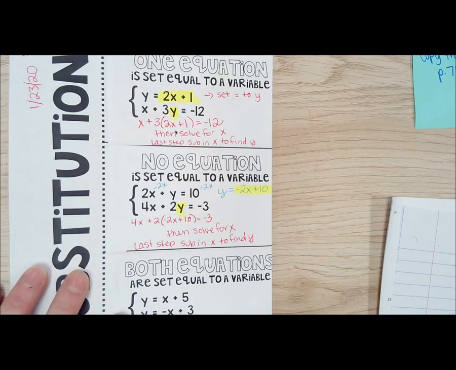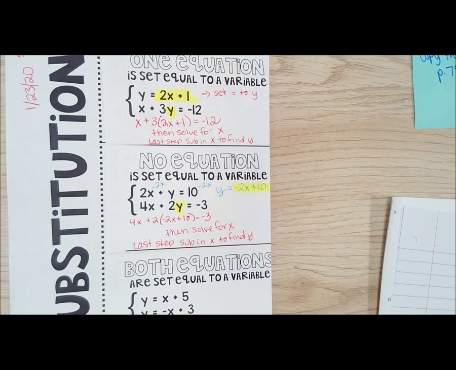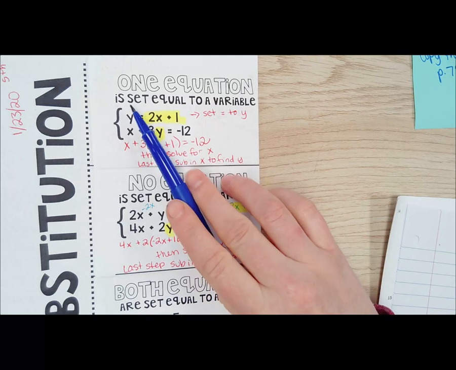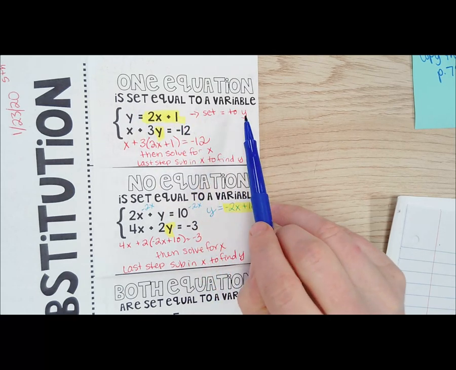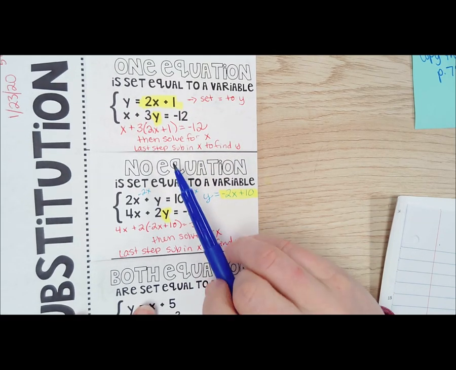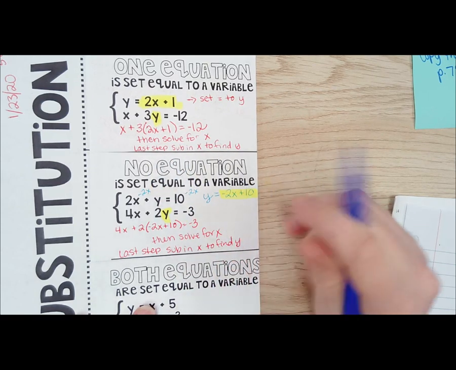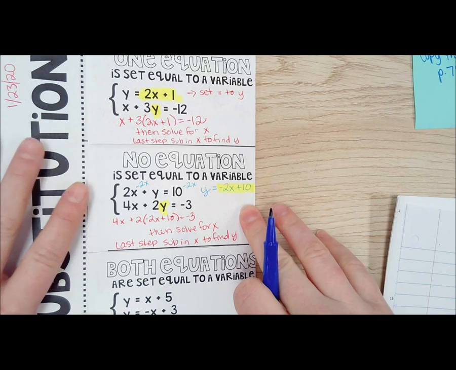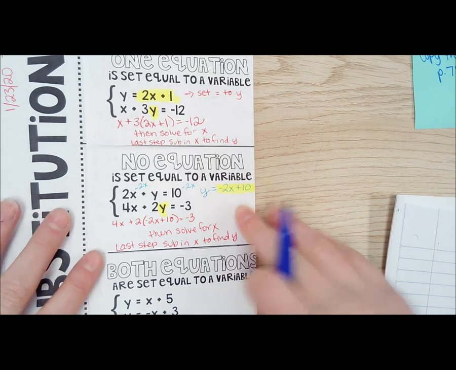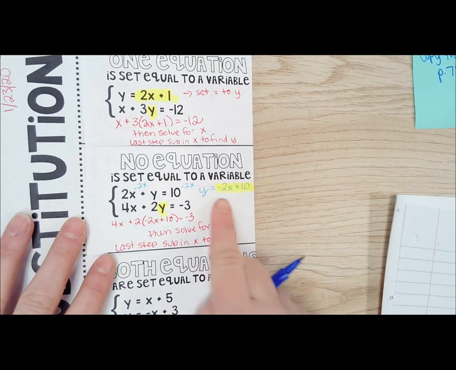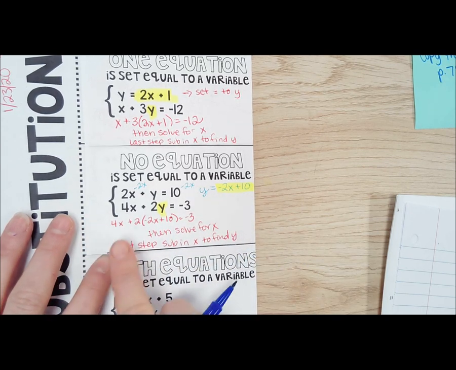Okay, so we are continuing to solve by substitution. So we talked about when we have one equation set equal to a variable, you solve for x, and then the last step, sub in x for y. If you have no equation set to a variable, then you need to solve the easiest one for a variable, and then plug in and solve.